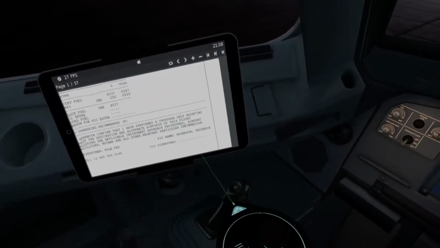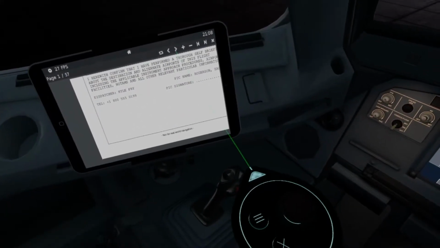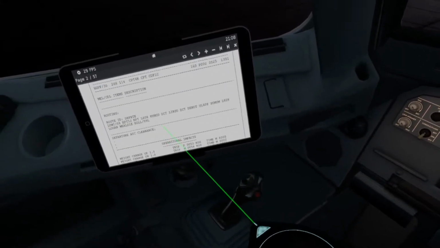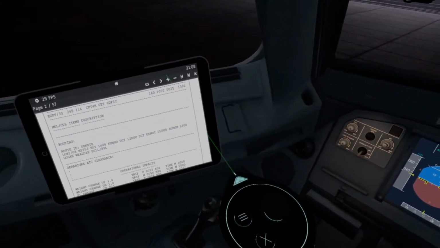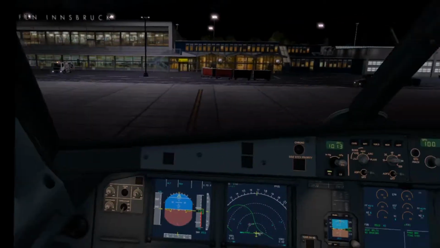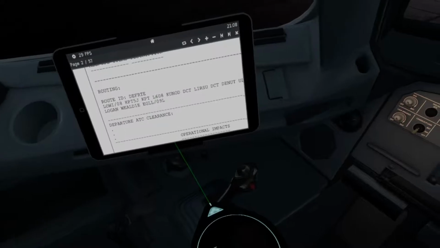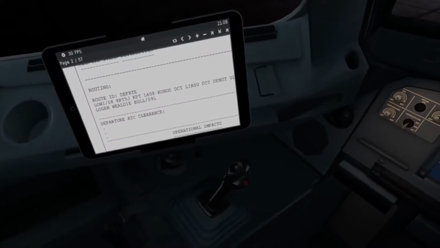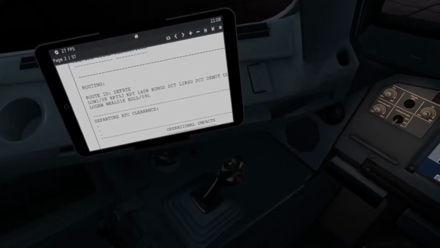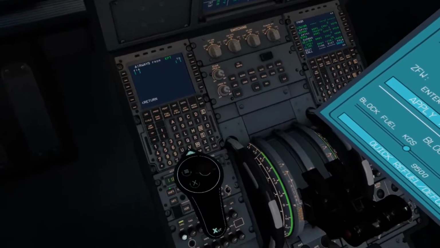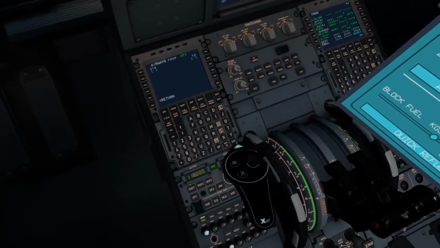So let's go to the plan. Next page. Sorry about that. Okay, so KPT, Kilo Papa Tango, then our airway is Lima 608. Okay, Lima 608. Hang on a minute, hang on.